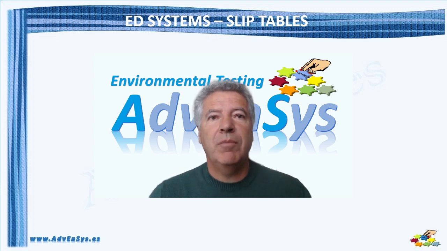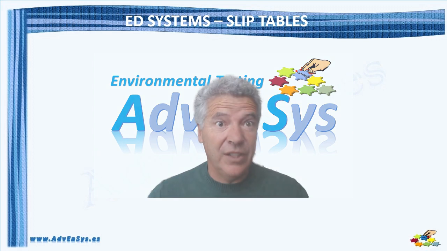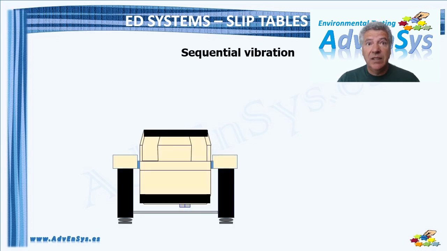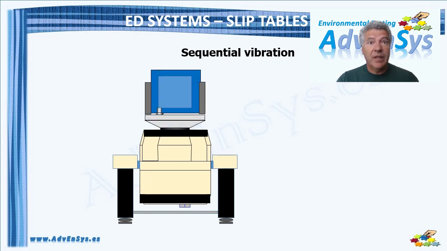Today, we are going to talk about the use of slip tables and the importance of their overturning moment resistant capability. A slip table is required when we must perform a vibration test in three mutually perpendicular axes sequentially, but we cannot rotate the device under test and it must remain in its functioning position during the test.